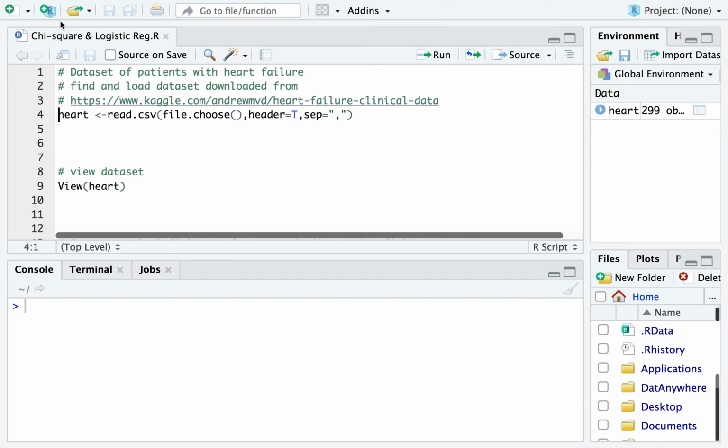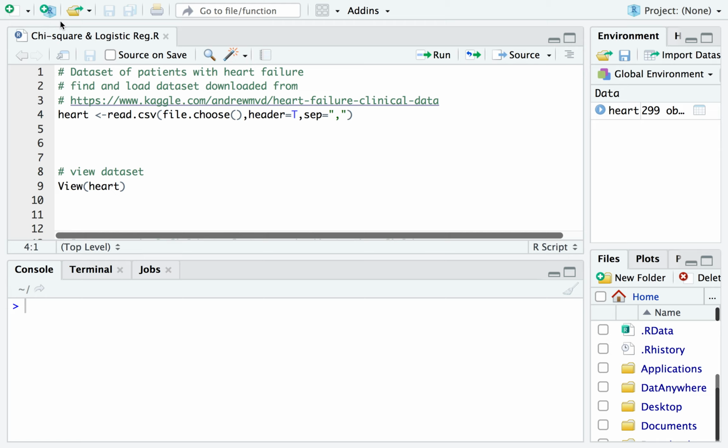Hello, this video is going to be a tutorial of how to run some categorical data analyses in R. The analyses I'll go over are chi-square tests, Fisher's exact test, logistic regression, and I'll also go over model selection using Bootstrap.